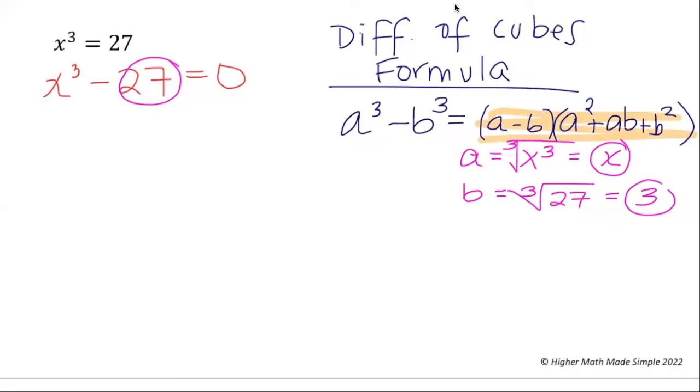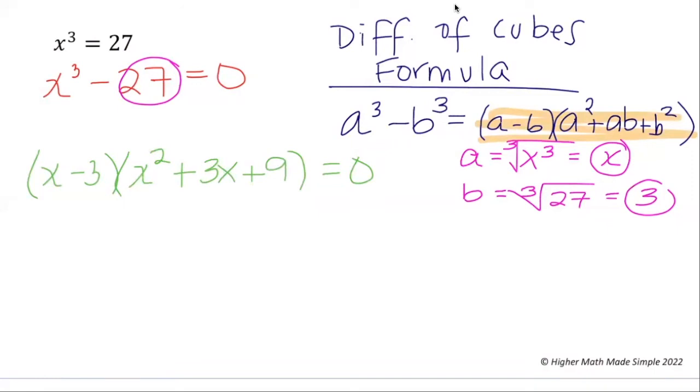So we're going to do a minus b, so that's x minus 3, and then we're going to square a. So a is x, so that will be x squared, plus a times b, so that's x times 3, which is 3x, plus b squared. And b is 3, so we're going to square 3. 3 times 3 is 9.